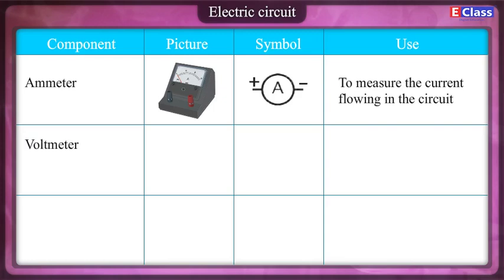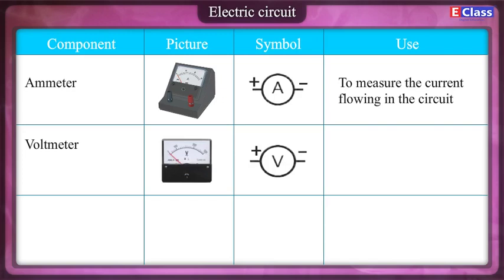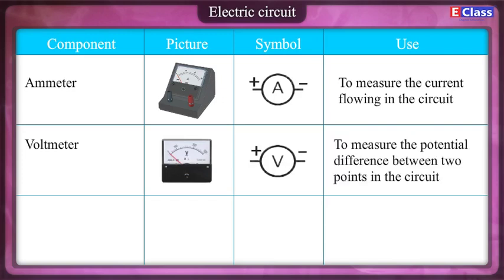Component: voltmeter. Picture. Symbol. Use: to measure the potential difference between 2 points in the circuit.